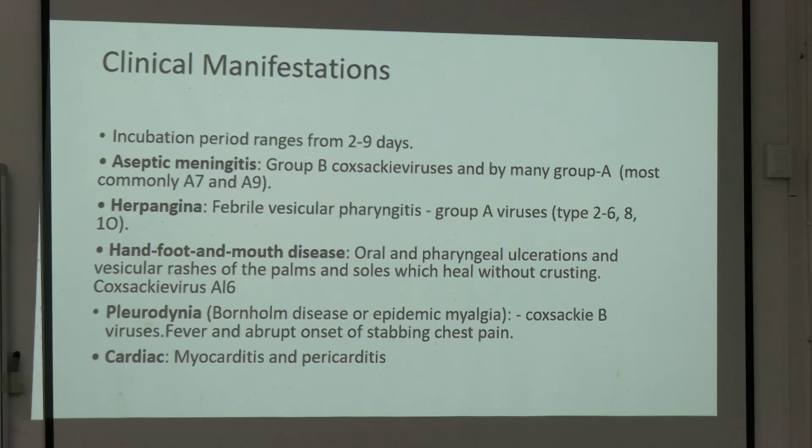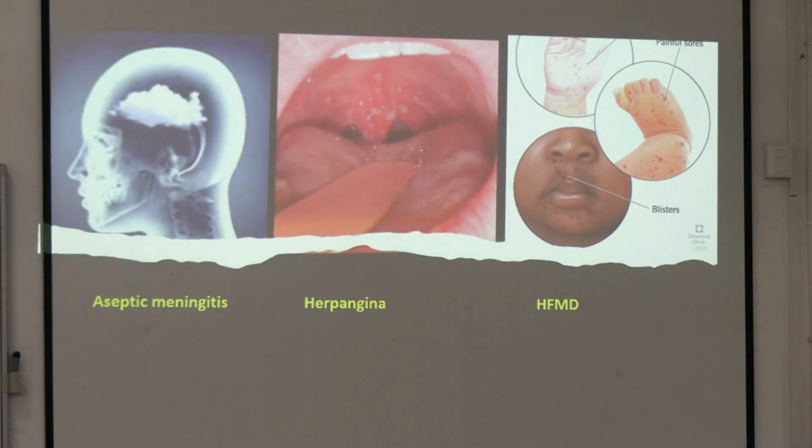If you see the classification, I think I have it, yes. So you see aseptic meningitis, the most common. Then you have herp angina, and then you have hand, foot and mouth disease. Among these, HFMD and aseptic meningitis are the most predominant signs when the patient presents.